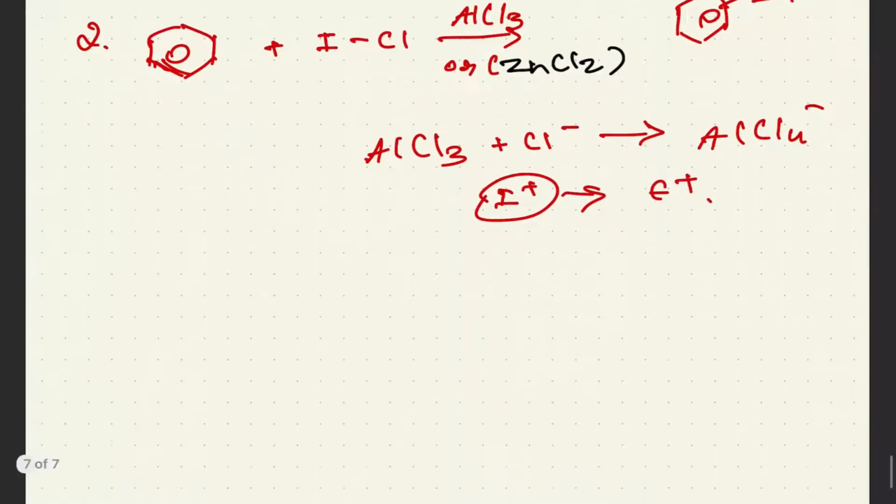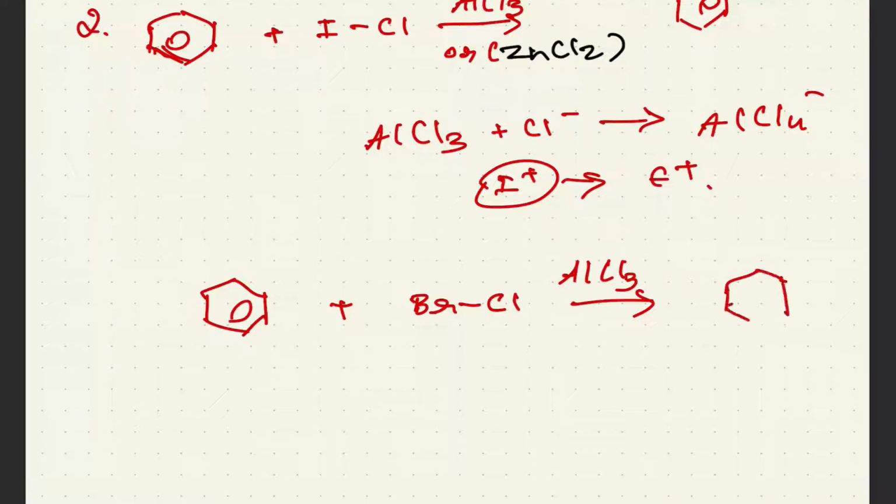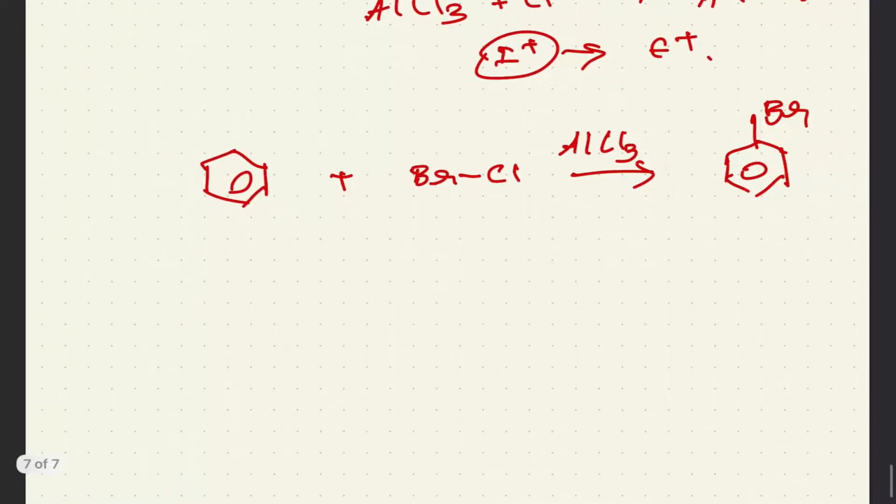Similarly, BrCl, taking the same Lewis acid, let's say AlCl3, we get, please guess the product before I write. It would be bromine, because of the electronegativity.